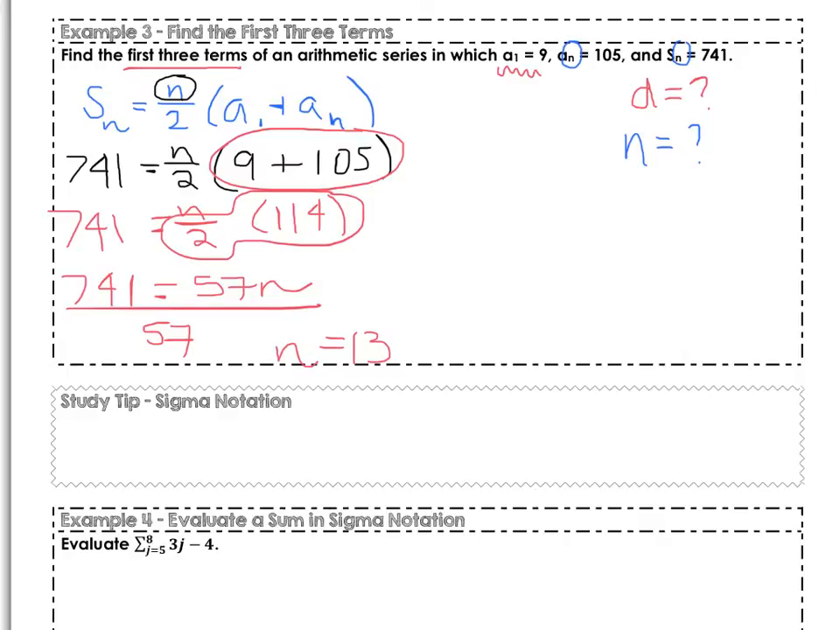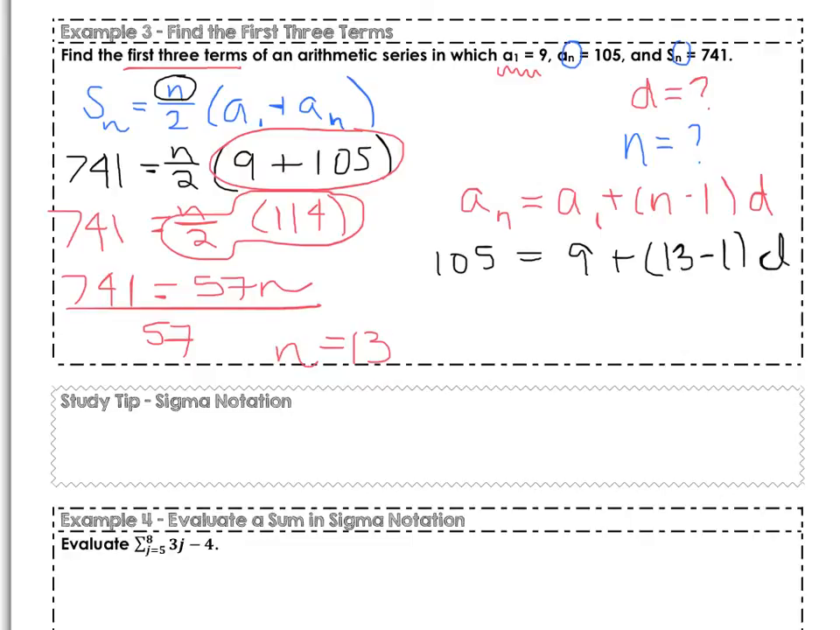But what's the common difference? Well, here is our formula for an arithmetic sequence. So now we have enough information. Our nth term is 105. Our first term is 9. The nth term is located at spot 13. And now we can isolate our common difference.